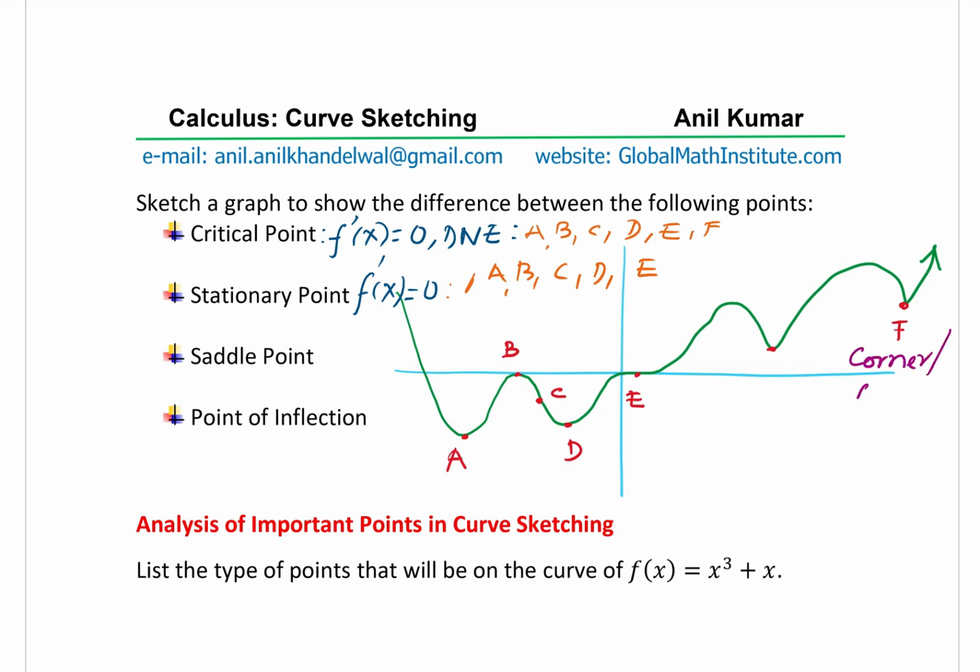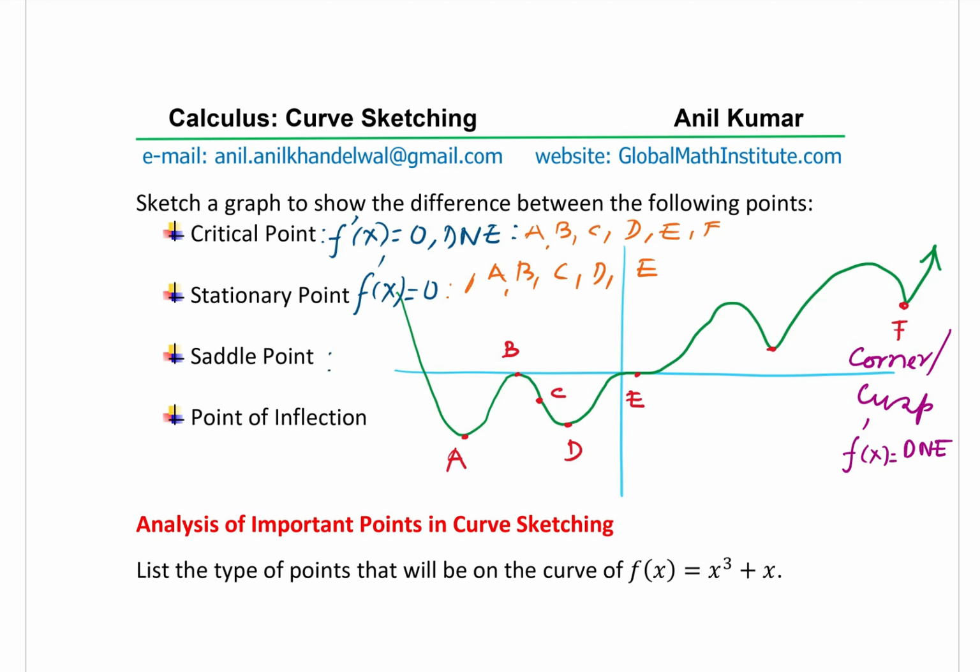You can also say a cusp. So here the derivative does not exist, and therefore it is a critical point but not a stationary point. Is this point clear to you?